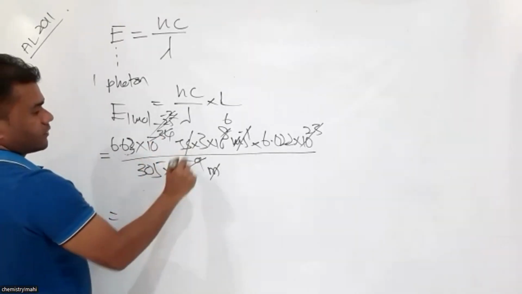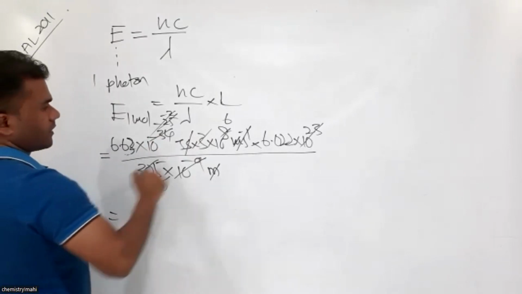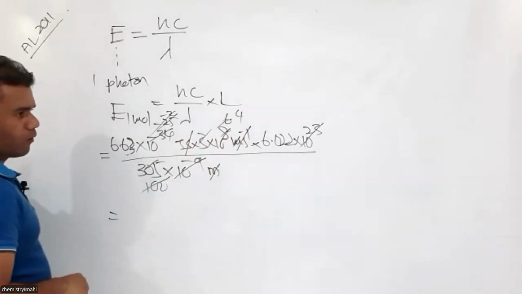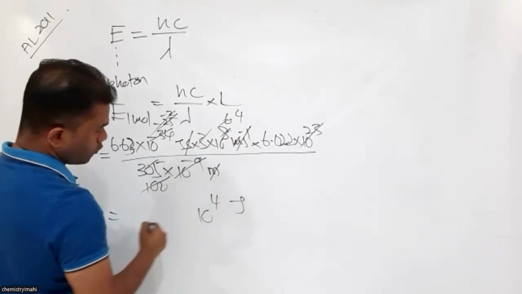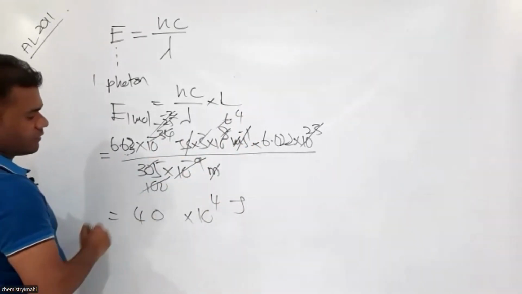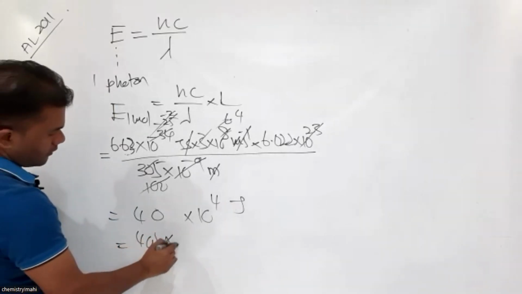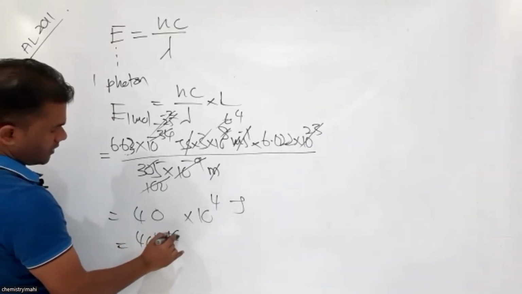3 is there. 3 and 300 can be cancelled with 100. This 100 cancels with this one, then 10 to the power of 4. Then 10 to the power of 4 joule. 6.6 into 6, it's 39. 39 means like 40. And then what is it? Like 400, 10 to the power of plus 3. Plus 3 can be replaced with kilojoule.